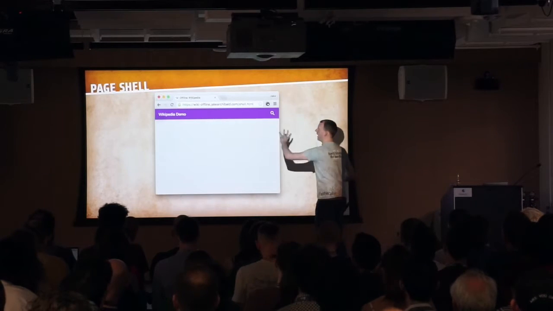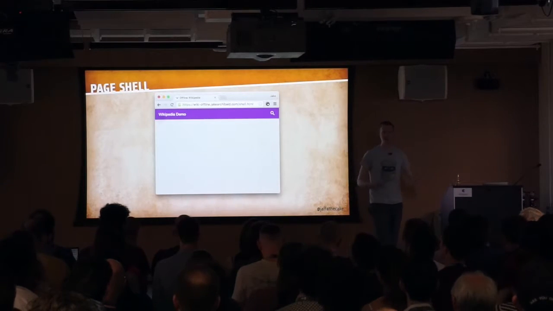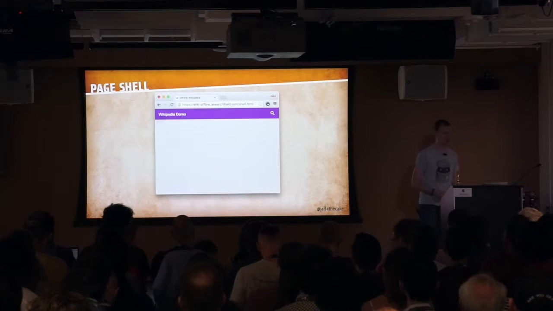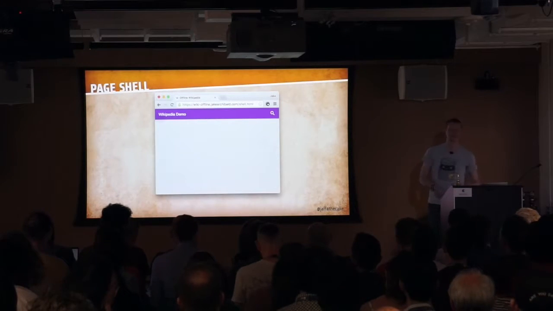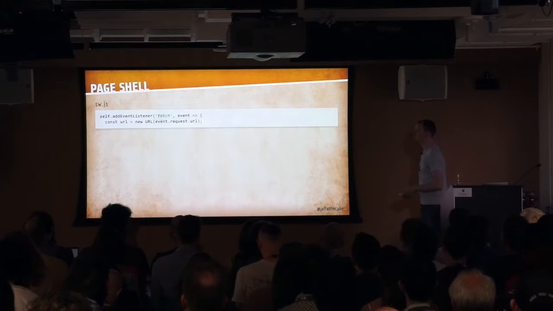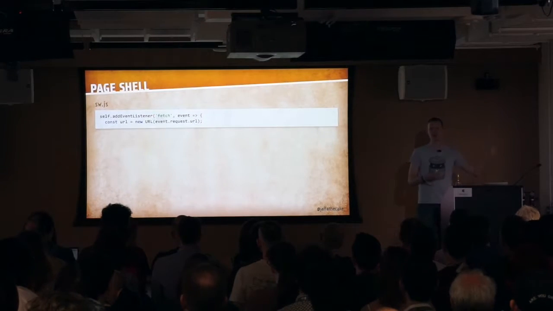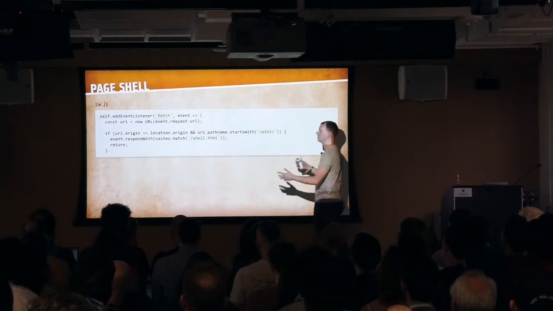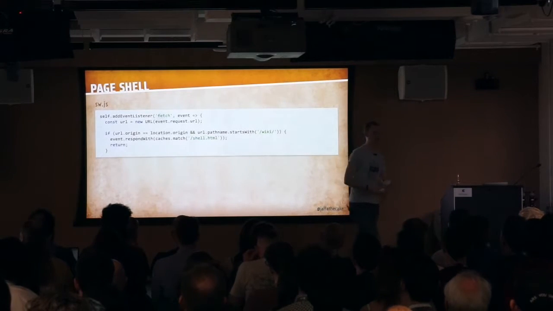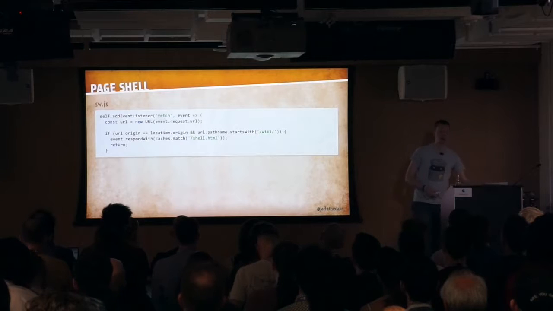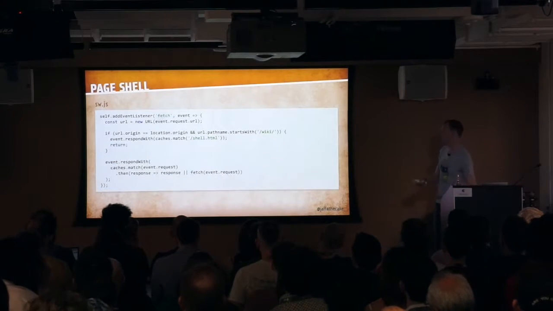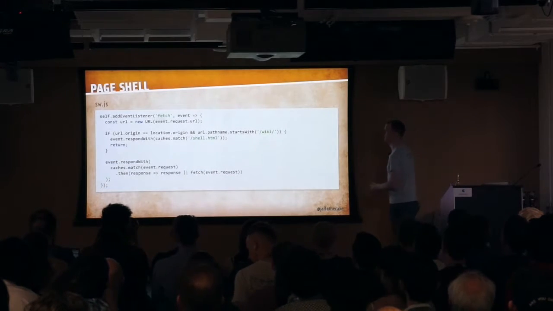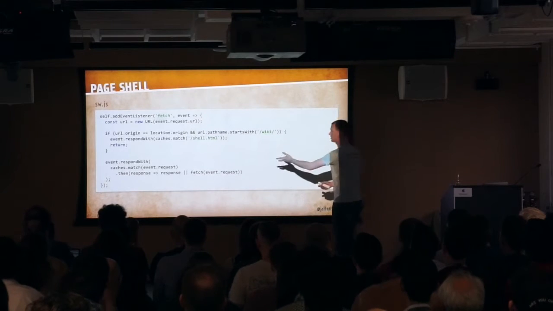This is just the header, it's got the footer and the references to the scripts, like the CSS and the JavaScript. And I cached that as part of my install events. In my fetch events, I'm just going to look and see for all the requests that start with /wiki/, and if they do, I serve up the page shell. Because /wiki/, that's all of the articles.